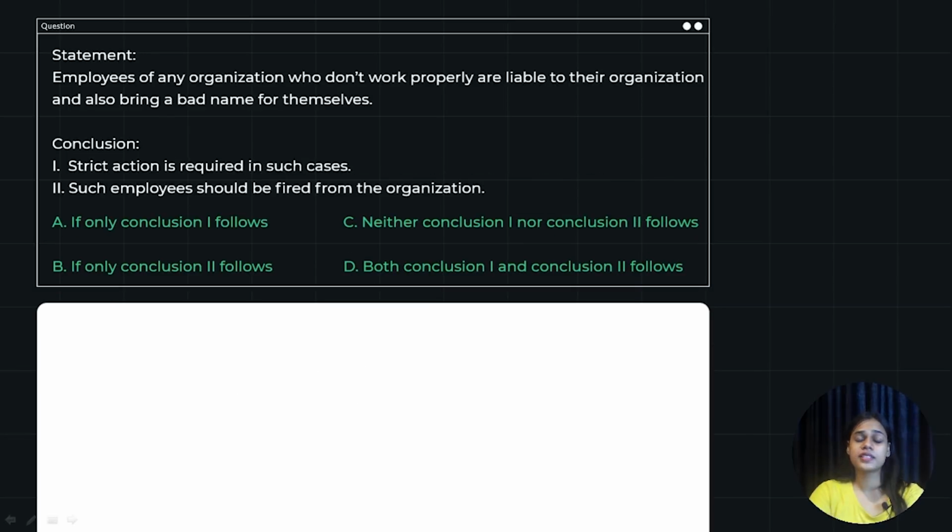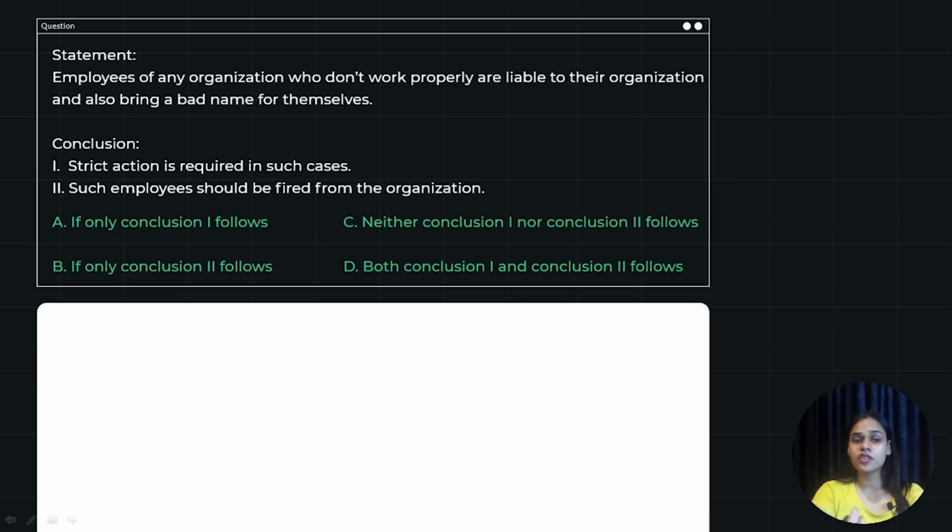Let's move on to the second question now. Employees of any organization who don't work properly are liable to their organization and also bring a bad name for themselves. All right, so we have been given a statement over here. Again, what you can do is pause the video, try to solve it on your own, and then resume it to see what the answer can be.